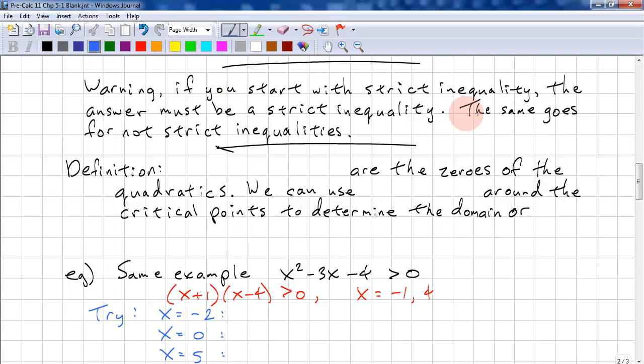So the warning here is if you start with strict inequality, your answer must be a strict inequality. And if it starts off as not strict, it must end off not strict. You can't change the type of inequality in a question. Okay, we need a definition, critical points. They are the zeros of the quadratic. And we can use test points around the critical points to determine the domain or the intervals.